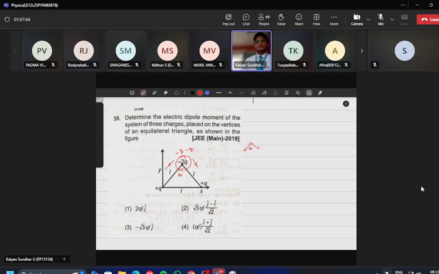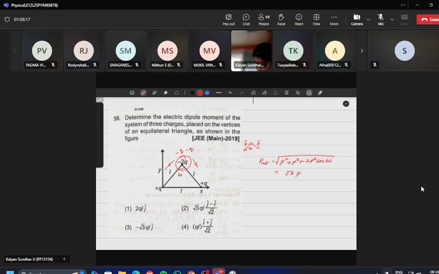60 degree. Correct? So this is your P bar and P bar. So for the result, if you take it, you will get the answer. P square plus P square plus 2 P square cos 60 under the root. So P net will be equal to root 3 times the P value. Correct? Along which direction, we know.